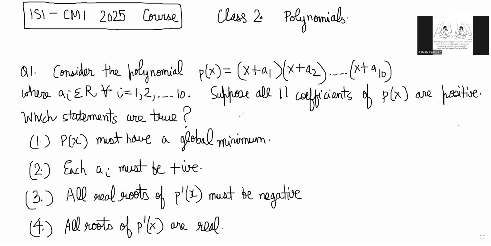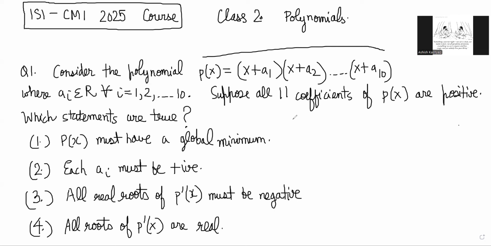Okay, so we'll start with this particular question. We have a polynomial P of x. It is given like this: x plus a1 times x plus a2 and so on till x plus a10, where ai belongs to R. All of the a's basically are real numbers. And they're saying, suppose all the 11 coefficients of P of x are positive, which statements are true?